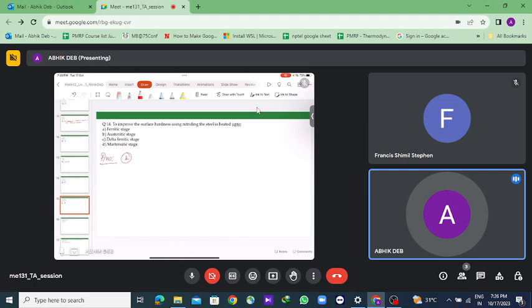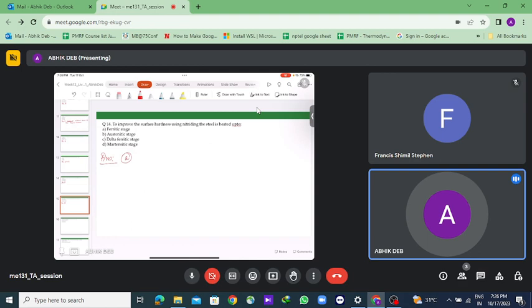Okay, sir. So the chromium coating in the hot dipping process improves which of these? What is the main function of chromium coating? The main function is corrosion resistance. So chromium coating is done for B, corrosion resistance. Okay. Now coming to the next question.